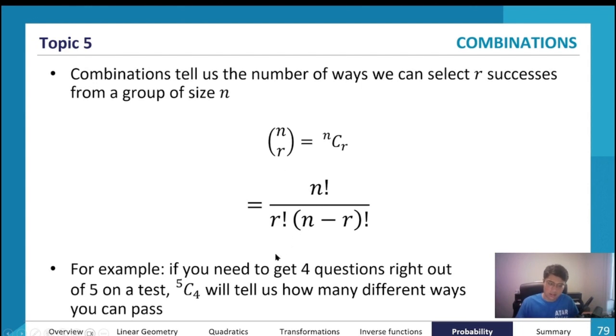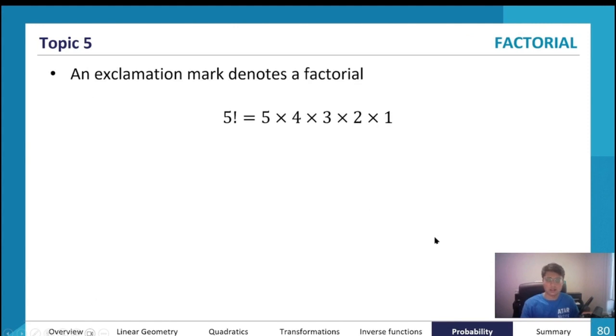But what this tells us is, for instance, if we need to get four questions right out of five on a test, that's going to be a whole list of outcomes. Either we could get the first four questions right and the last one wrong, or we could get the first three right, the fourth one wrong, and the fifth one right, or we could get the first, second, third and fifth right. There are so many different outcomes. This will tell us exactly how many different ways we can get four questions right out of five. This mathematical operation, n choose r, in this case 5 choose 4, will tell us how many different outcomes there are.